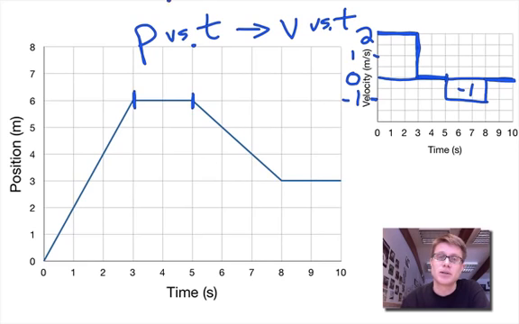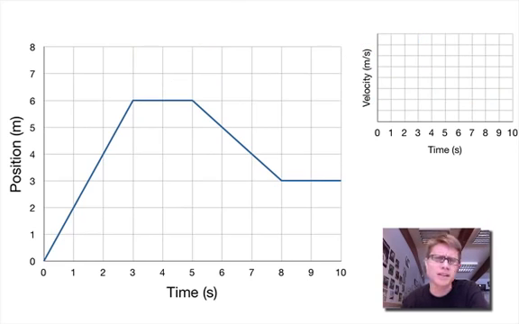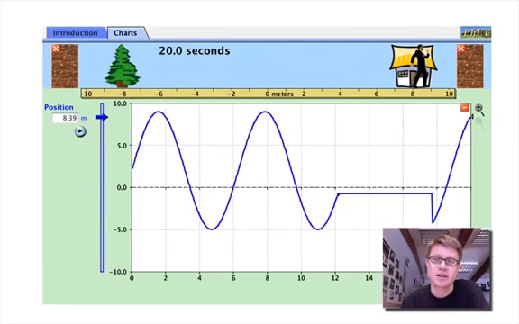And the easy way to do that, position versus time to velocity versus time, is just to figure out the slope. Because if you figure out the slope of the position versus time graph, that'll always tell you the velocity versus time graph. If that doesn't make sense, go play at phet.colorado.edu. Play with the moving man and then take a stab.